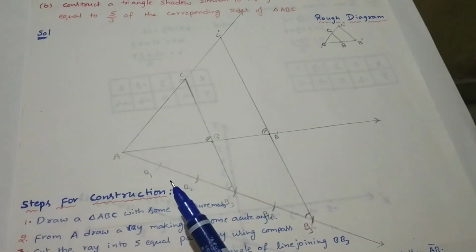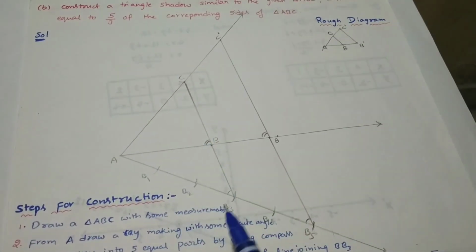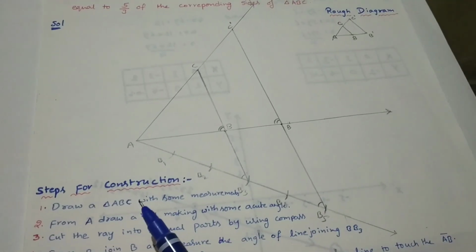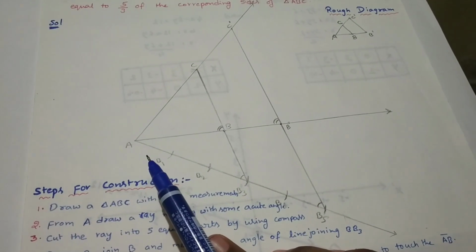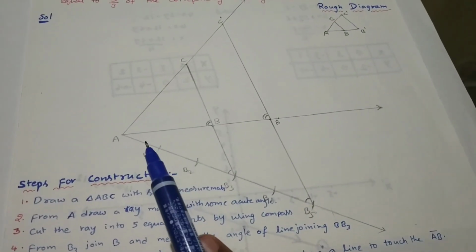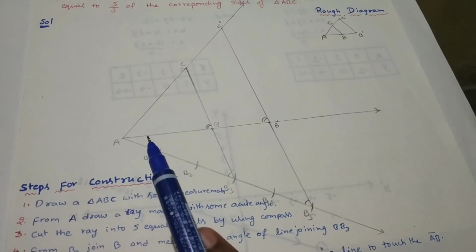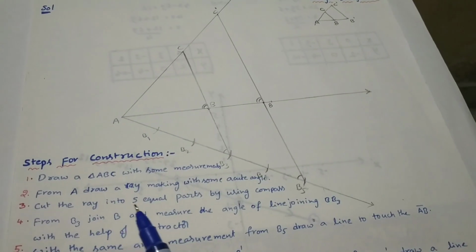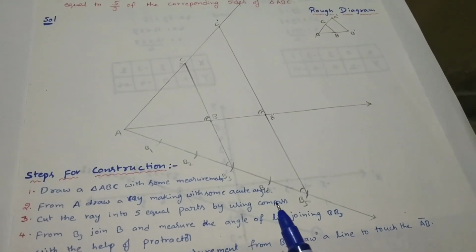First construction, I am going to first draw a triangle ABC with some measurements. I draw the triangle ABC. Second, from point A, draw a ray by making some acute angle. Third, cut the ray into 5 equal parts by using the compass.